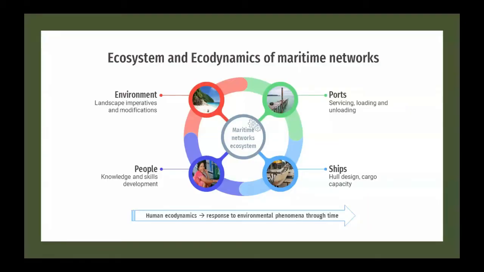First, I propose to include the environment, the ports, the ships, and the people as the four cornerstones of maritime infrastructures. Maritime networks are therefore created through the relation between these aspects. When they work together, they function as a system, and any attempt to understand how maritime networks were engendered and how they developed must explain how each of these relate to the others.